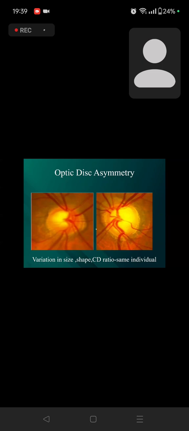You can see here the optic disc asymmetry. You can see the size of the disc is small here, and here it is a large one. And you can see next one, the shape. You can see the shape of the disc and cup here, both are vertically oval. And you can see the CD ratio, right eye it is about 0.5 and left eye it is nearly 0.7. So this is the first thing you are going to look for in an optic disc.